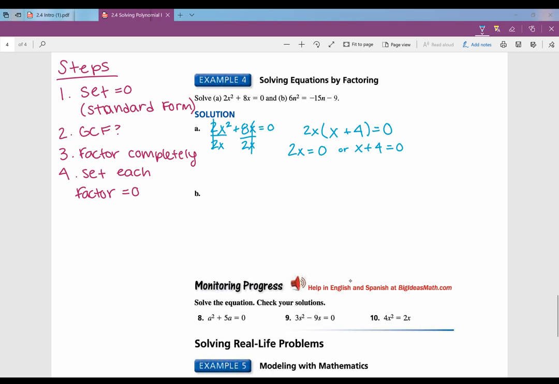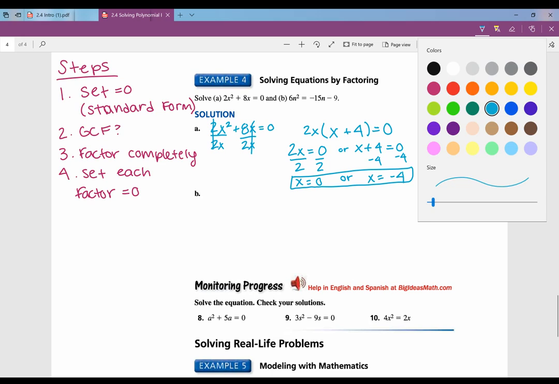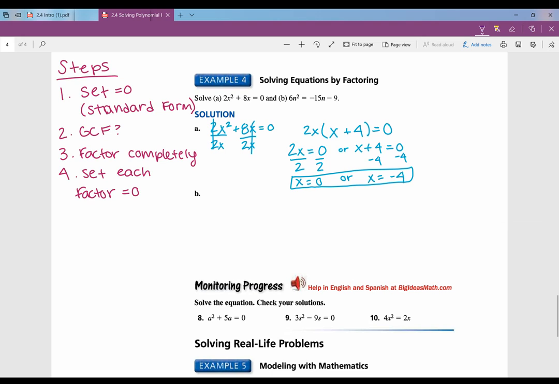So we need to solve. To get rid of the 2, we're going to divide, right? Division is the opposite of multiplication. So x equals 0. For x plus 4, we need to subtract the 4. We'll get x equals negative 4. So x equals 0 or x equals negative 4. Okay, let's look at example B.